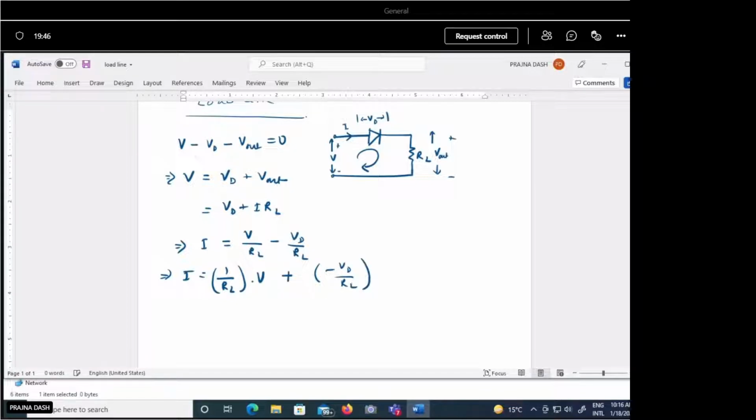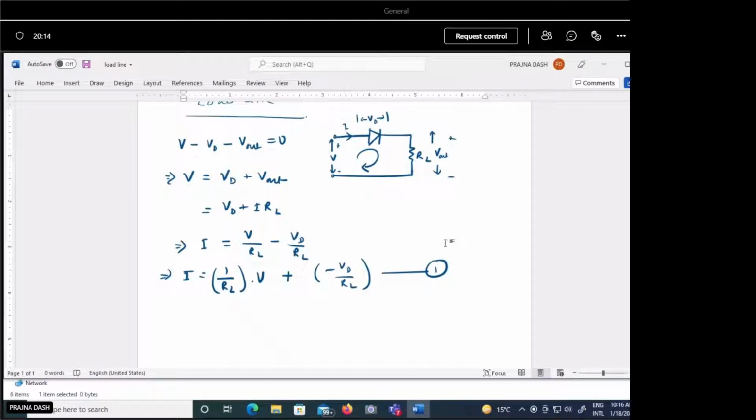So is it an equation of a straight line? If you say this is a constant quantity and this is a constant quantity, so this is y is equal to mx plus c. In this form we are getting a linear relationship, where the slope of this will be your 1 by RL. So this represents a linear line. So this is called the equation for your load line.